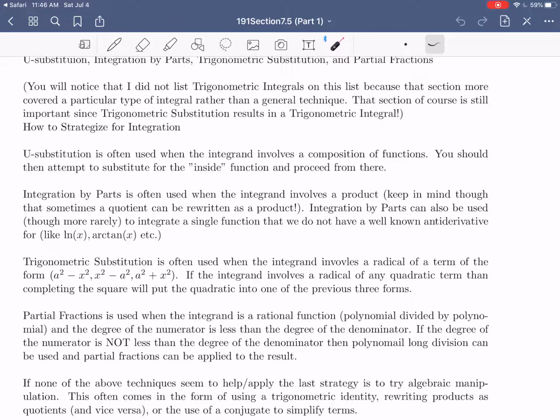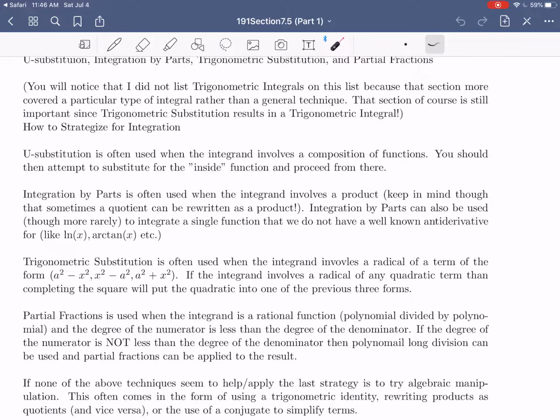What do we mean by composition, or a function inside a function? We mean things like sine of the square root of x. That square root of x is a function, but it's been plugged into sine of x. Or something like e to the x squared. The x squared is a function, but it's been placed into the exponential e to the x. So anytime you see a function inside of another function, that's a composition, and you want to attempt U substitution. When attempting it, remember the U, what you're going to substitute for, is that inside function in the composition.